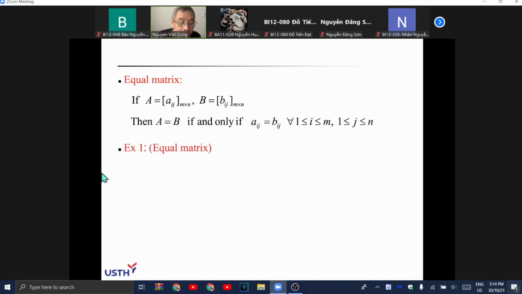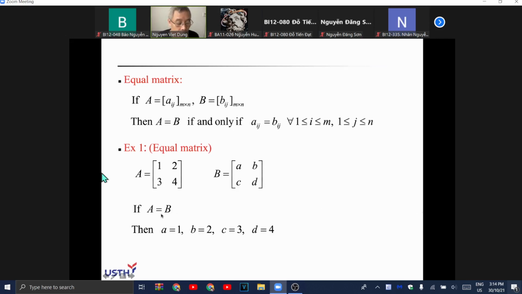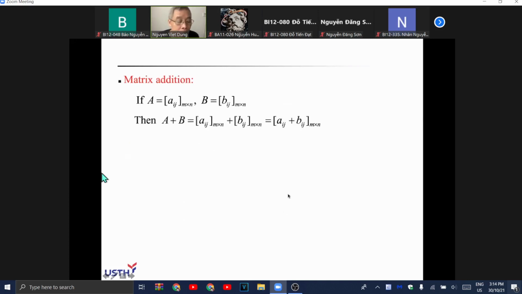With that, here are some examples. It's very easy. If A, B like that, and it is said that A equals B, then A must be 1, B equal to C equal 3 and D equal 4. Easy.